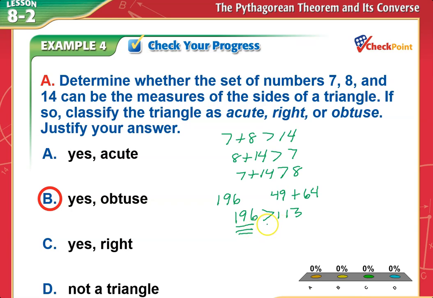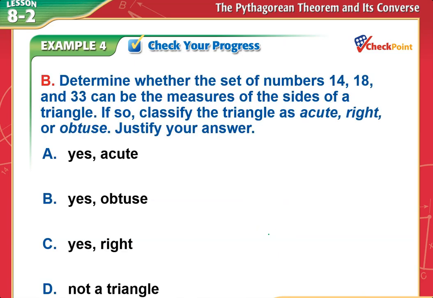That way, this will be a good way of remembering. So 196 is greater than 113, right? When we say greater, we think greater than 90, which makes it obtuse.